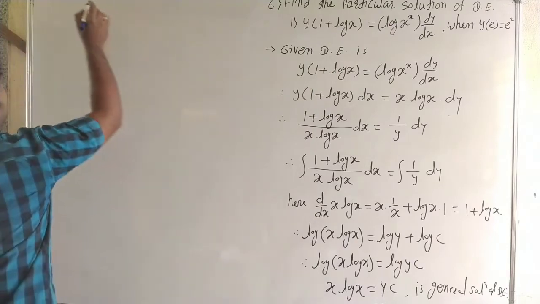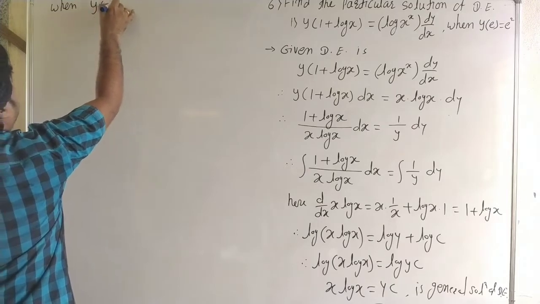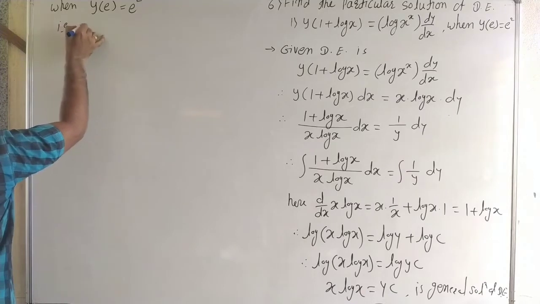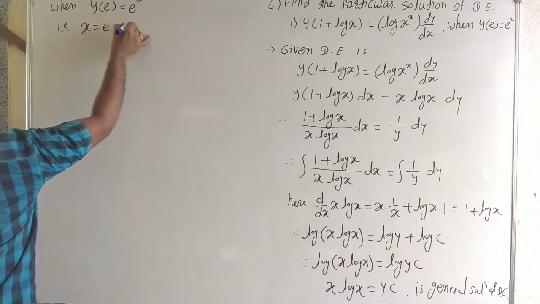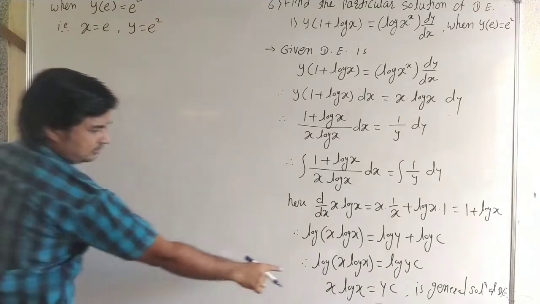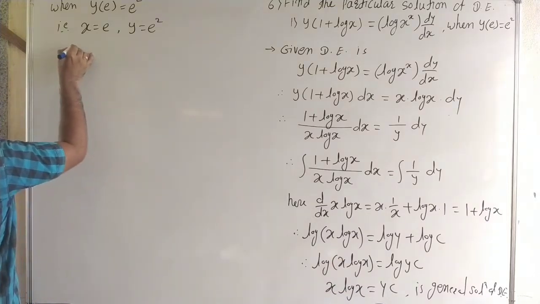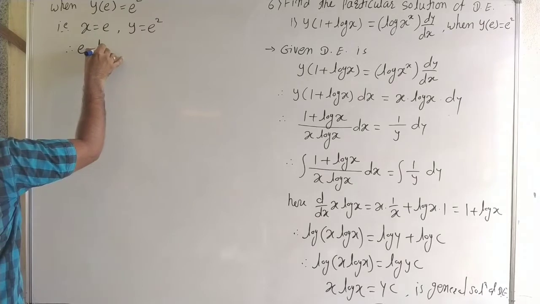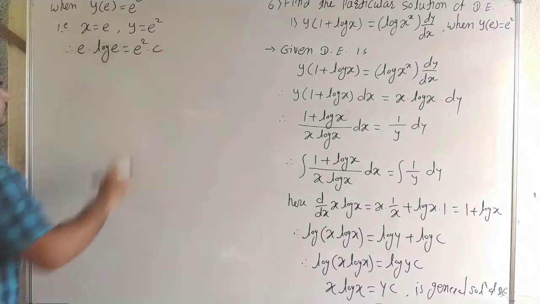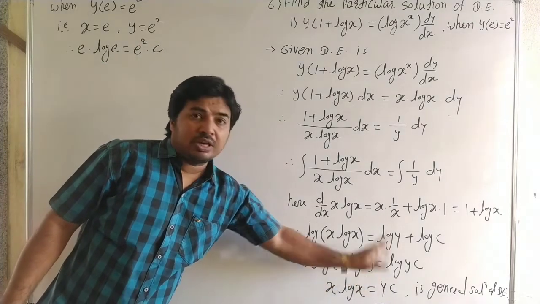Okay, here it is a general solution, but we want to find the particular solution when y of e is equal to e square. Now, y of e is equal to e square means when x is equal to e, y is equal to e square. Now the general solution is x into log x is equal to y into c. Therefore e into log e is equal to e square into c.